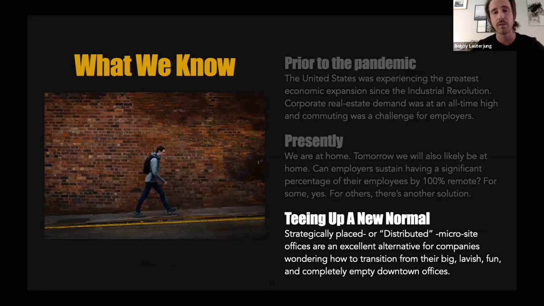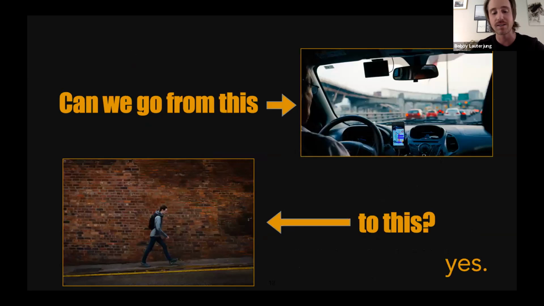Well, we really believe at Beeline Mobility that the strategically placed or distributed office model, to Andy's point, I think we're all still kind of trying to find a name for this model that is most apropos, but I think that it's definitely the future of the workplace. So when we zoom out, what I really want to know is, can we go from this to this? And the answer is 100% absolutely yes, we can.